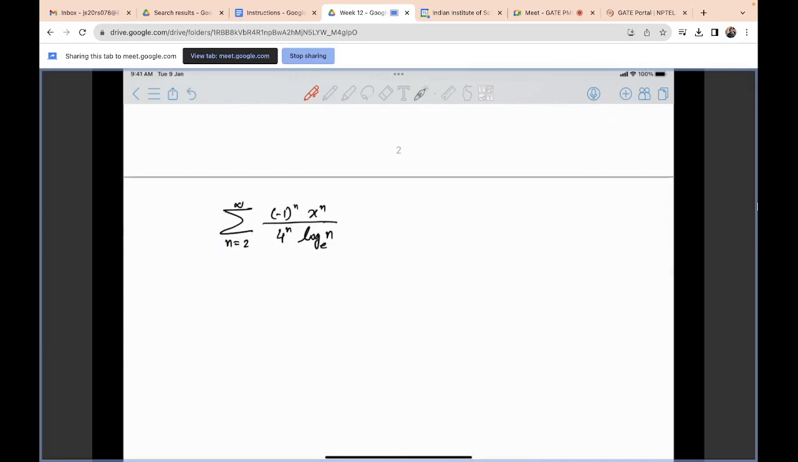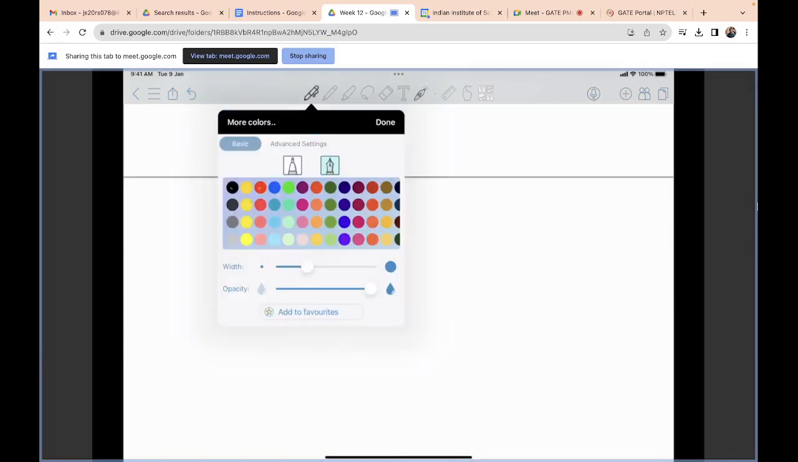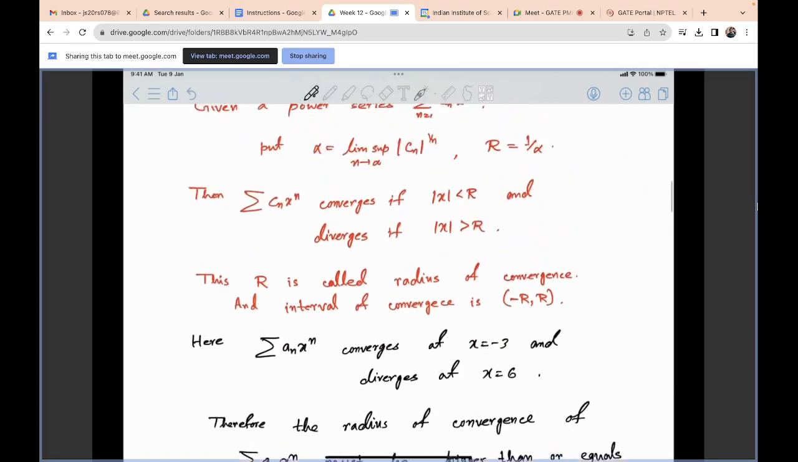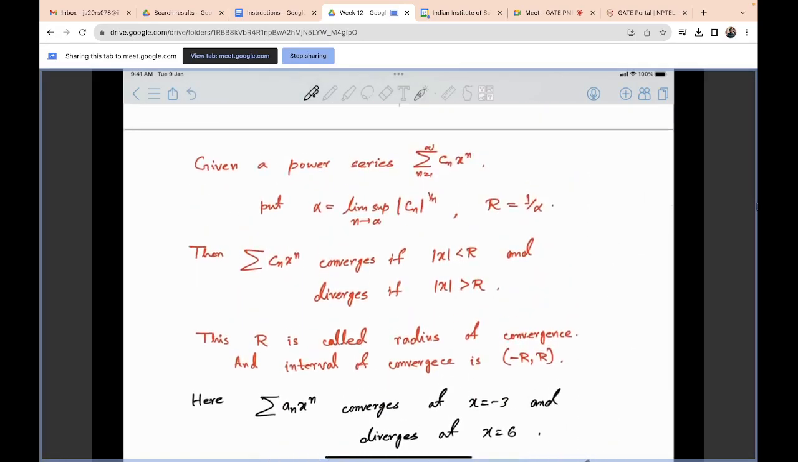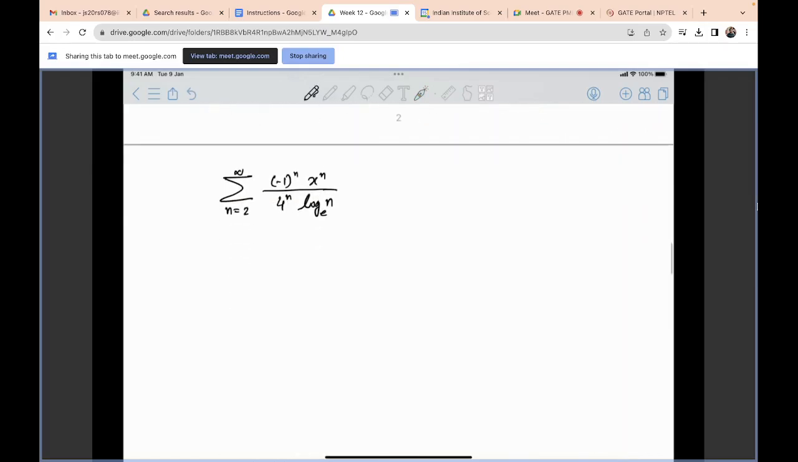Now you have to find the interval of convergence of this power series. So for this we need the radius of convergence, this formula, right? We'll use this formula to find the radius of convergence, then we'll find the interval of convergence. So first you have to find alpha.